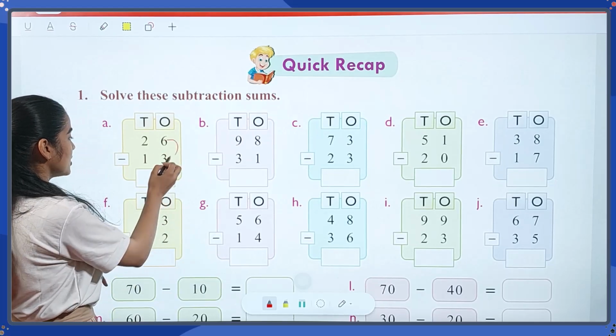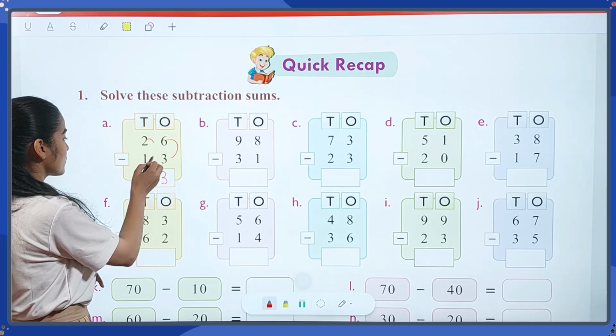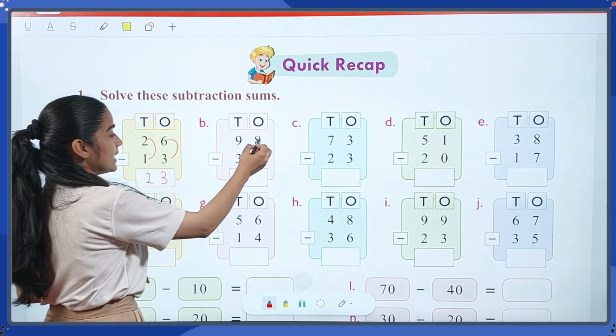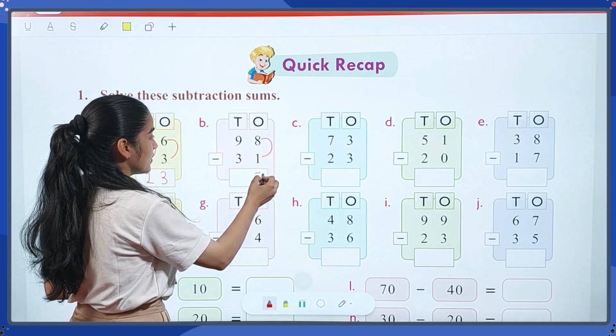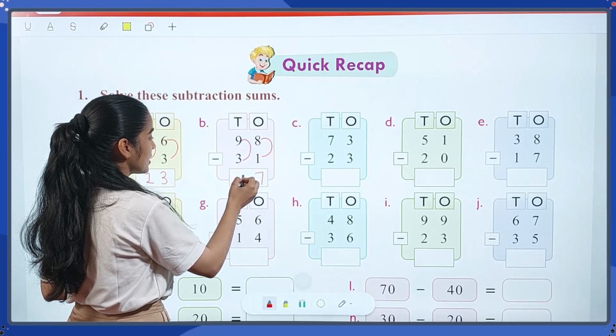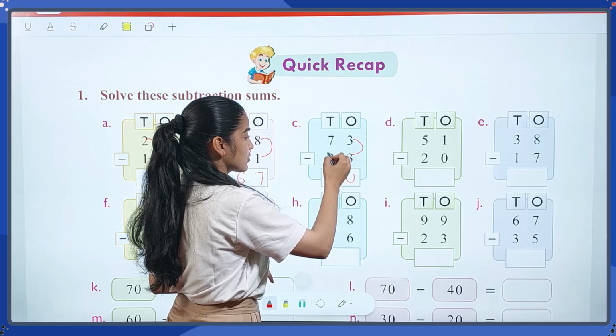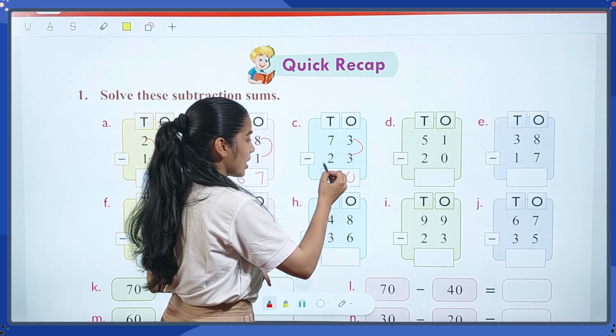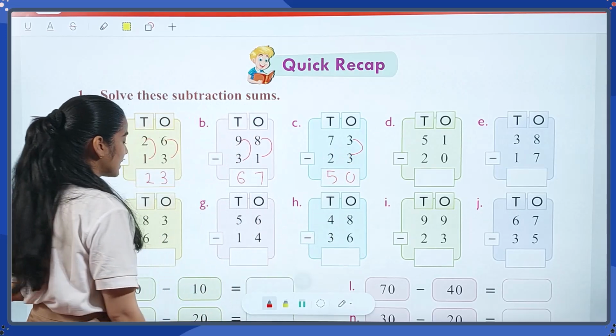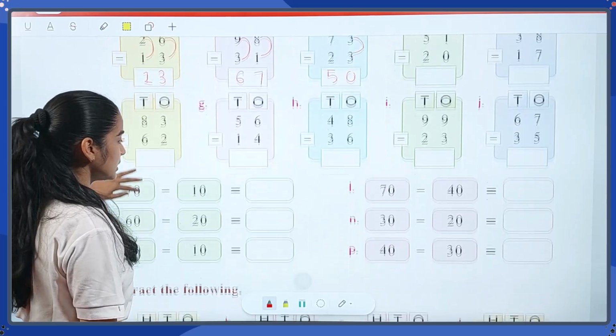6 minus 3 is 3, well done. 2 minus 1 is 1. 8 minus 1 is 7. 9 minus 3 is 6. 3 minus 3 is 0. 7 minus 2 is 5. So you have to solve the rest of the questions and take a quick recap by solving this.